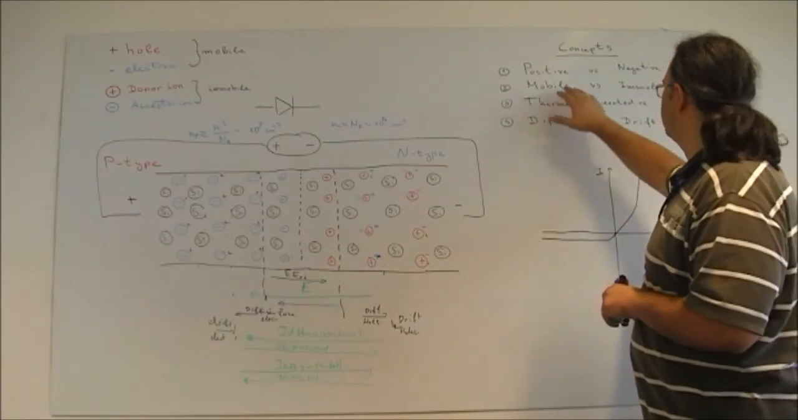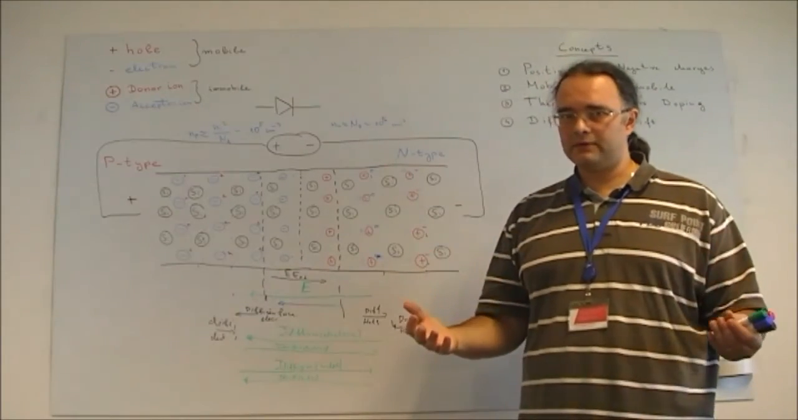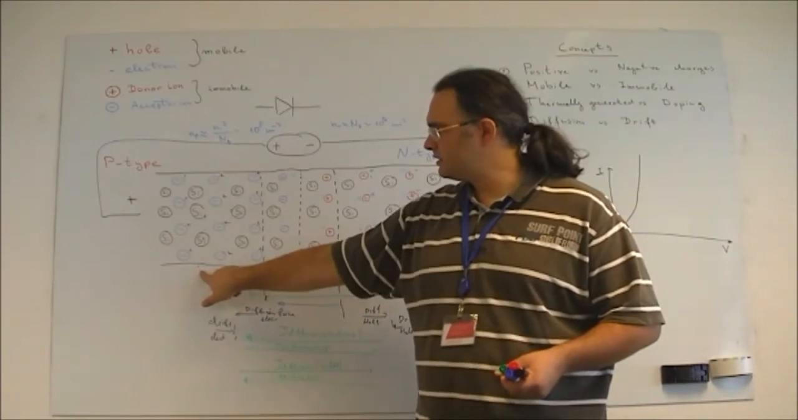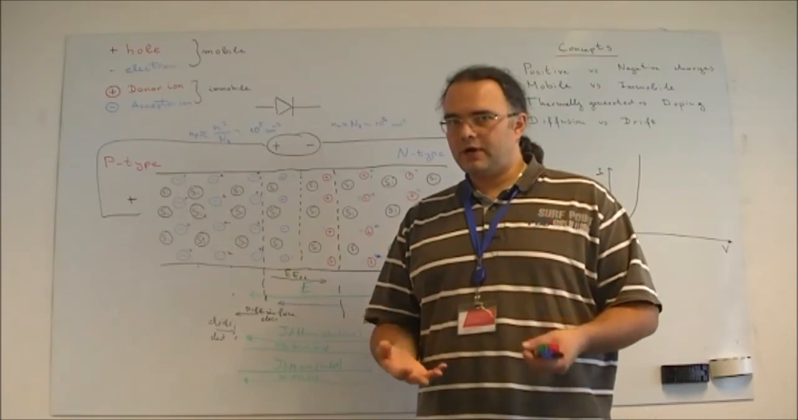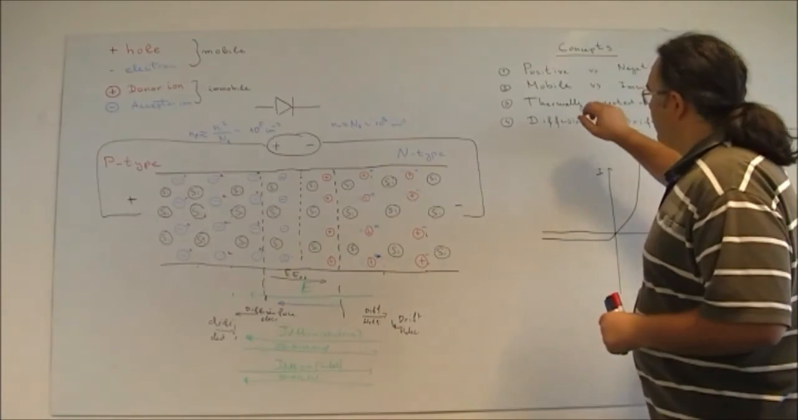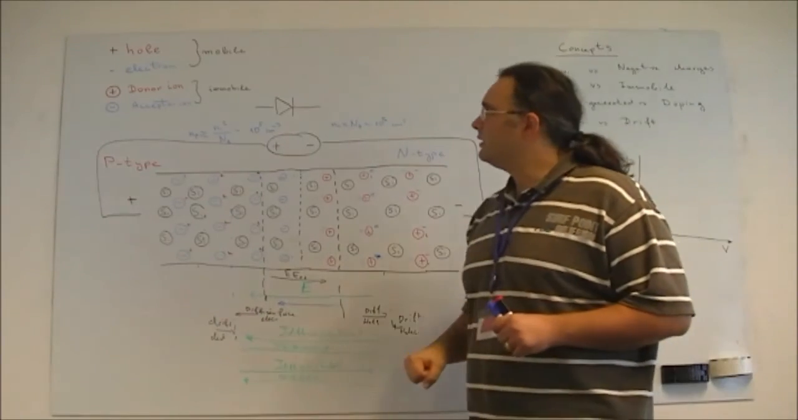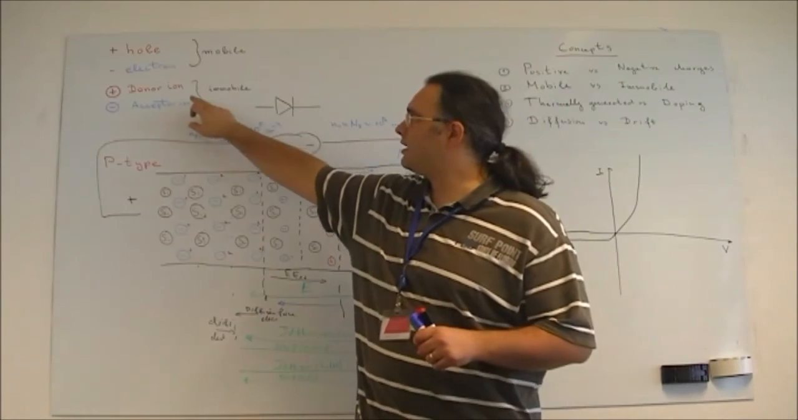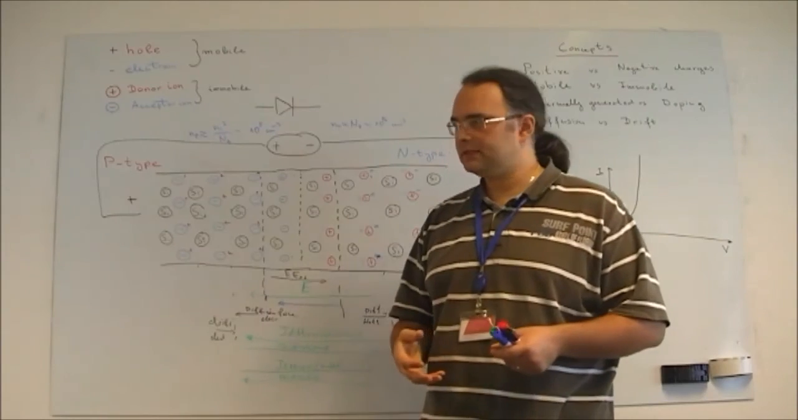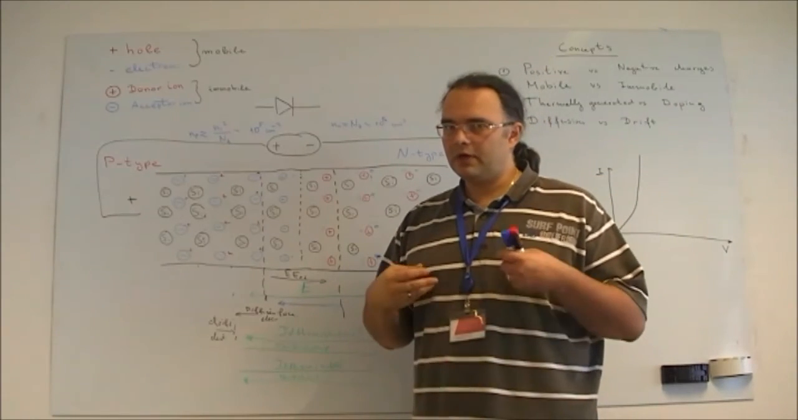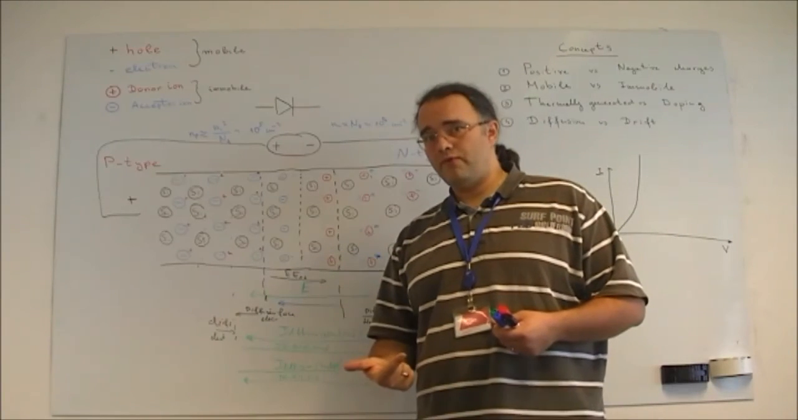We have to distinguish between positive and negative charges. When we have equal amounts of positive and negative charges, we have electrical neutrality. We have to distinguish also between mobile and immobile charges. The immobile charges are the ions. They're locked in the crystal lattice and they cannot move. While the mobile charges, the holes and the electrons, can move.